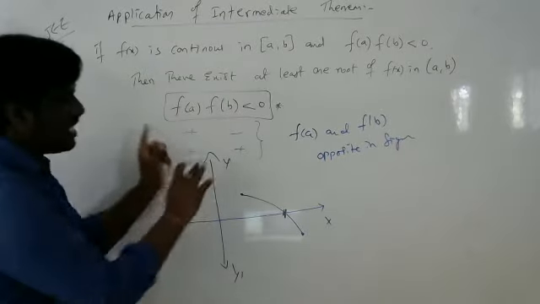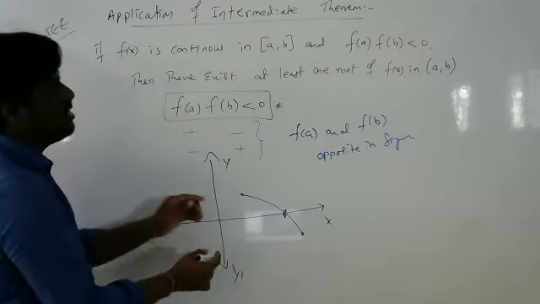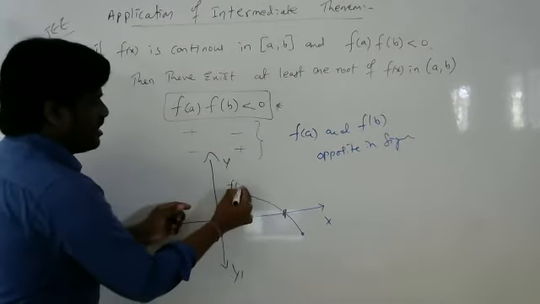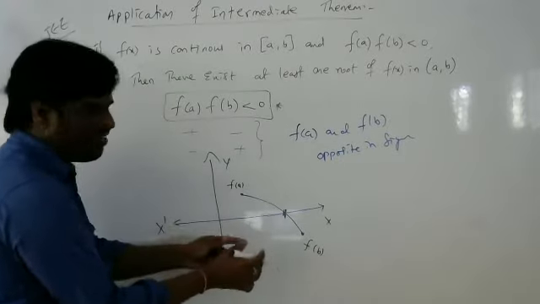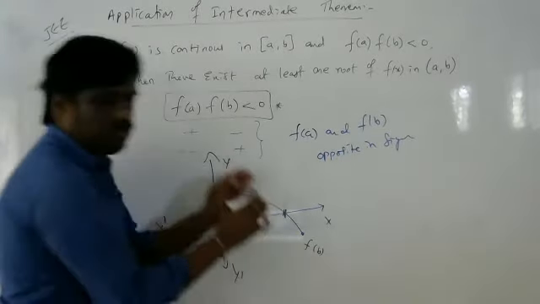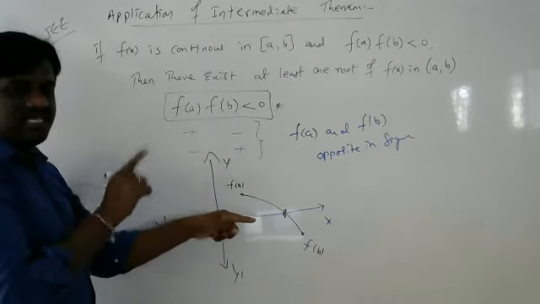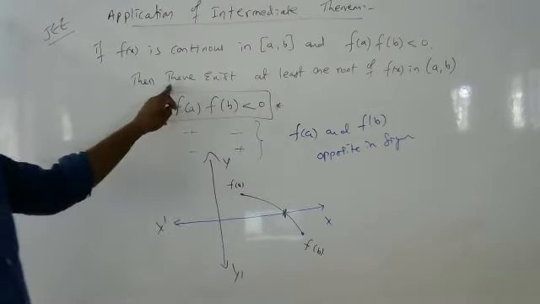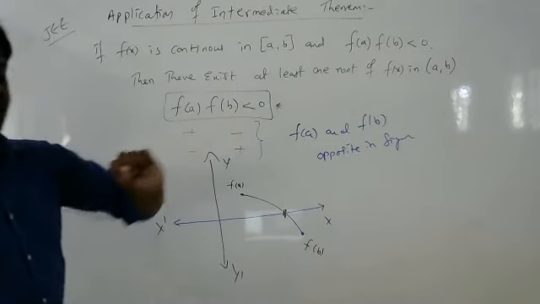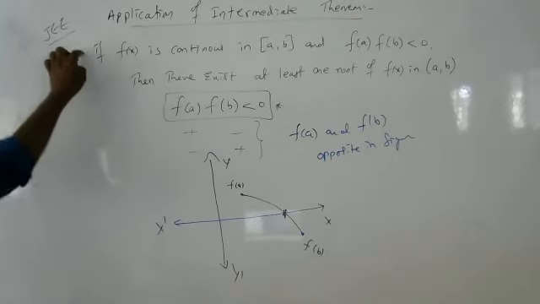f(x) is a continuous function. f(a) is here and f(b) is here. If it is continuous, with no discontinuity here, it will touch the x-axis at at least one point, minimum one point. Therefore, it is saying there exists at least one root of f(x) in (a, b). That is what it wants to say in this application.